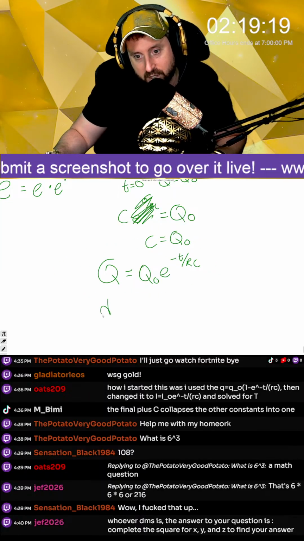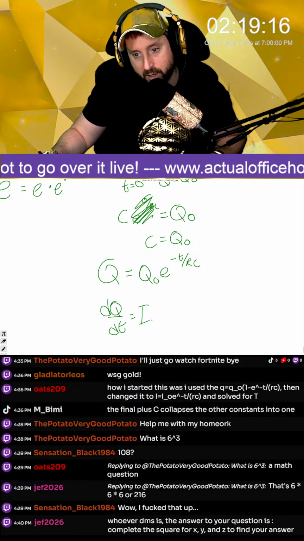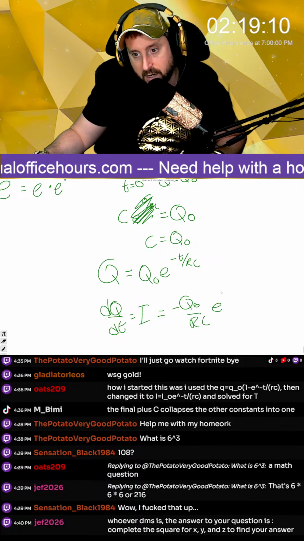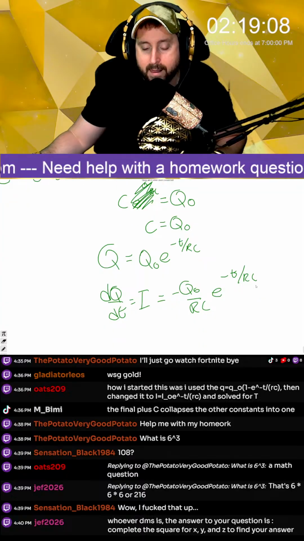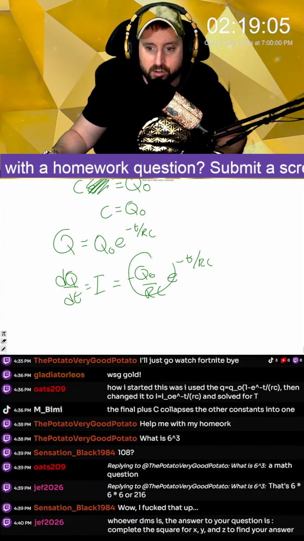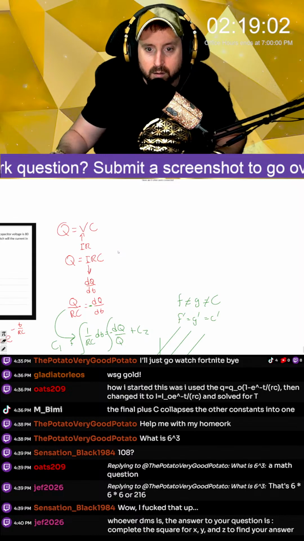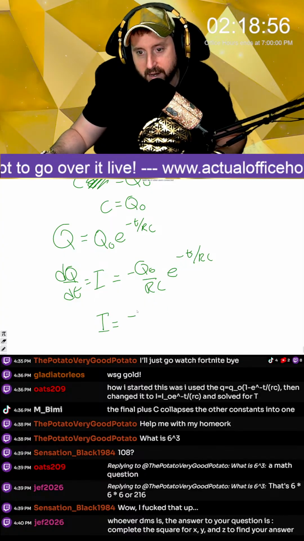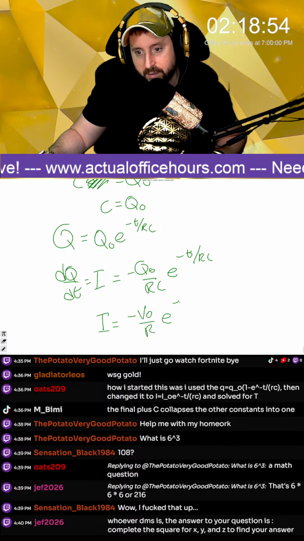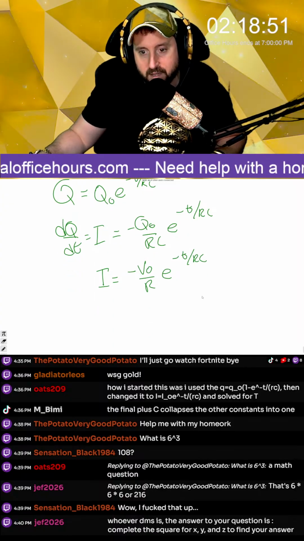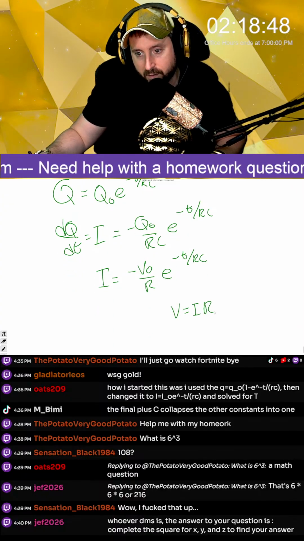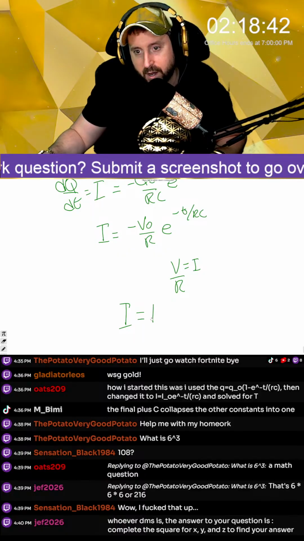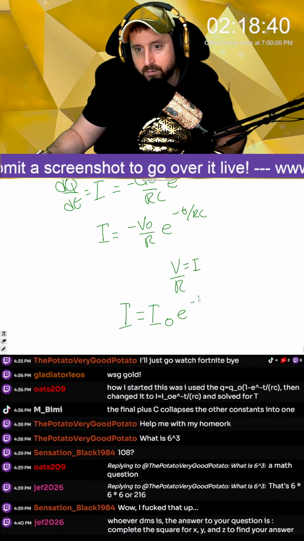And then I think you do dq dt, which is equal to current. And then that would pull down negative q naught over rc, e to the negative t over rc. And then q over c is the same thing as v. So this is I is equal to negative v naught over r, e to the negative t over rc. And then because v equals ir, that means that v over r is equal to I. So now this becomes I is equal to I naught e to the negative t over rc.